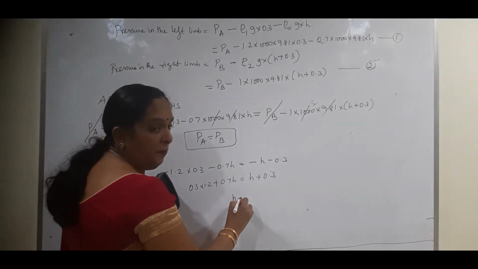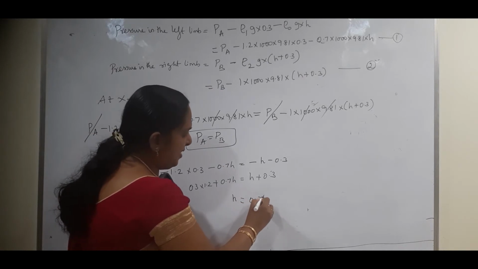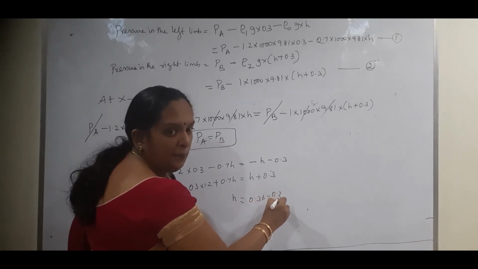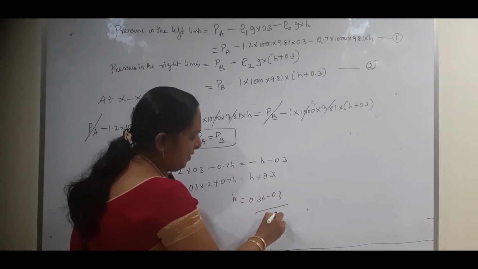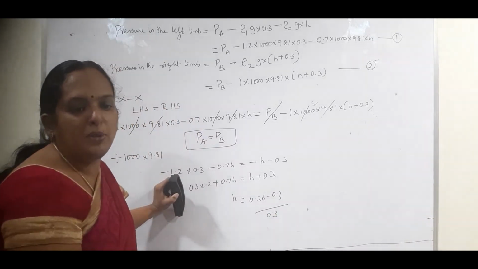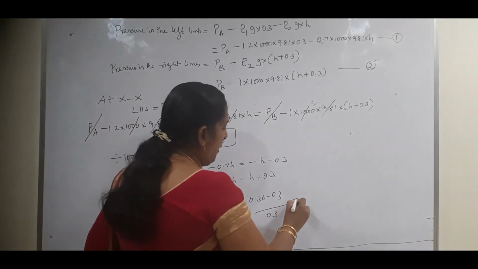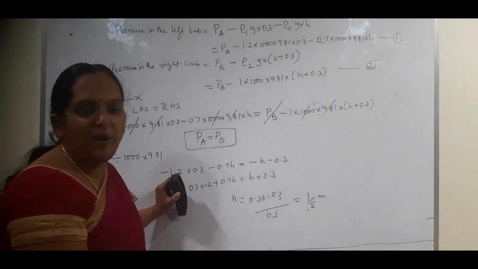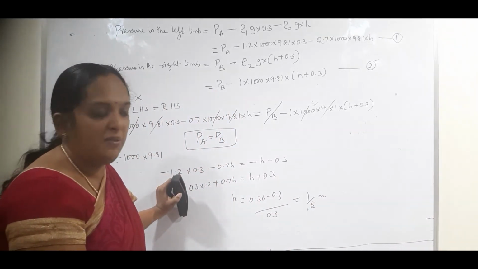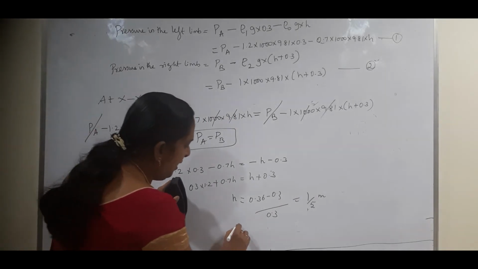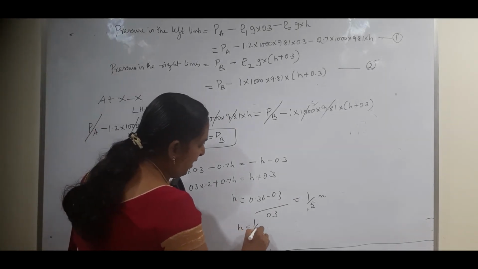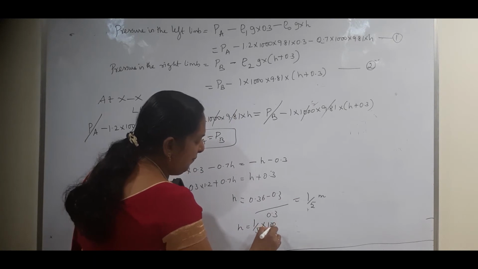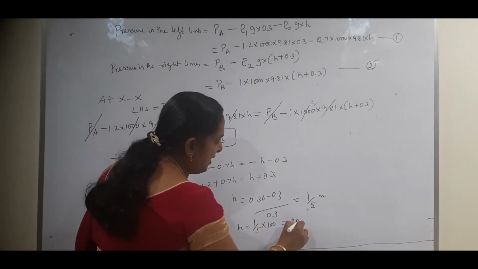H is equal to 0.36 minus 0.3 divided by 0.3. Am I right? So this will be equal to 1 by 5 meters. So 1 by 5 meters means you convert that in terms of centimeters. How will you convert? H is equal to 1 by 5 into 100. So this is equal to 20 centimeter.